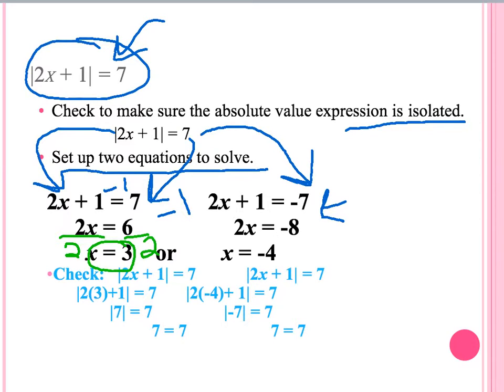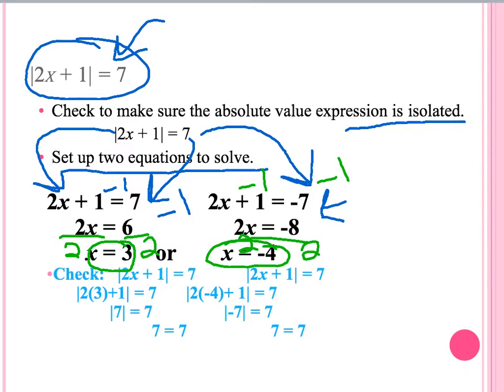Next, for our second equation, we would do the same thing. Subtract 1 from both sides, leaving us with 2x equal to negative 8. We then would divide each side by 2, leaving us with x equals negative 4.